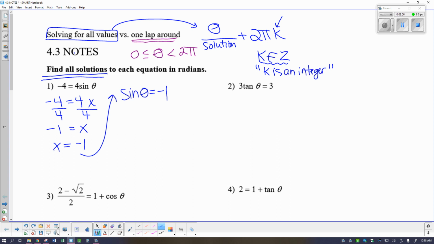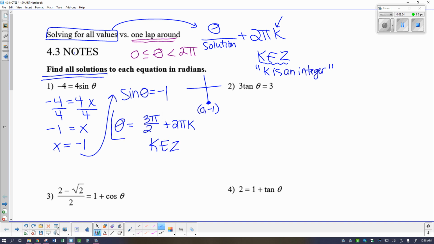And we've already done this part. We've talked about this 100 times. Here's sine being negative 1. What value is that? Well, the value would be 3 pi over 2 for the theta. But that would be a good answer if we just wanted one lap. We want all solutions, every solution possible. And that's where we employ the 2 pi k. Again, where k is an element of an integer.